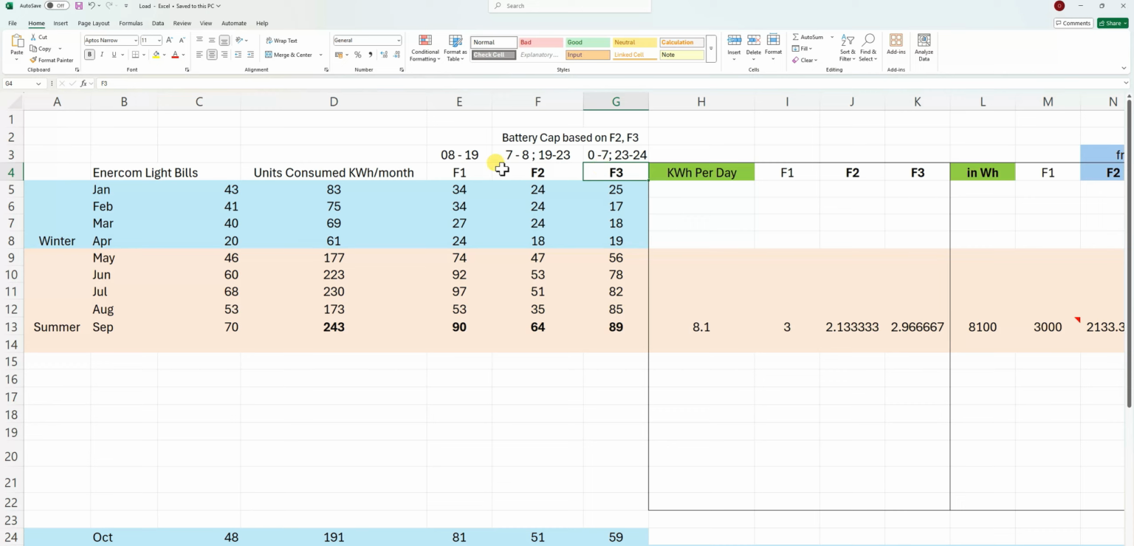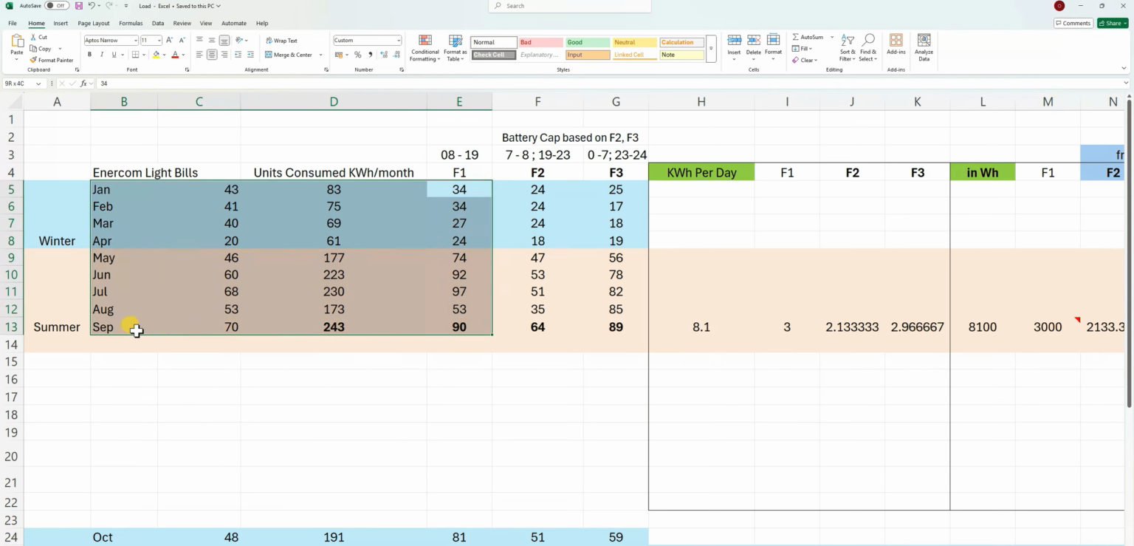For example, my electricity company is providing me the values of hours. For example, from morning 8 o'clock till evening 7 o'clock, I consumed these units with respect to months. So in month of September, which is having my highest unit consumption, I consumed from 8 to 90 units.